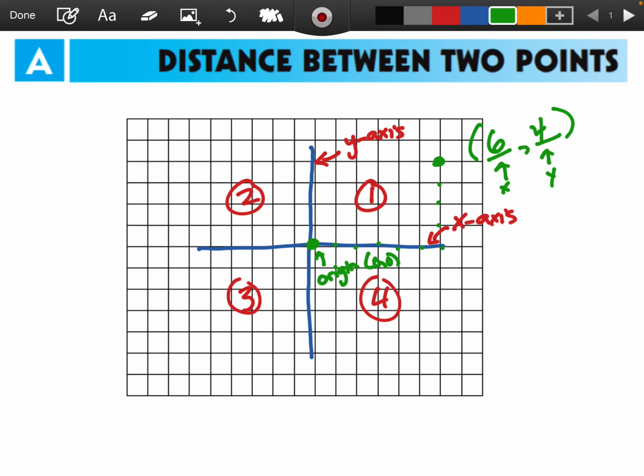So again, x and y axes act like number lines. If we're moving to the right on the x-axis, we're going to be positive. If we're moving to the left, we're going to be negative. On the y, if we're moving up, we're going to be positive. And if we're moving down, we're going to be negative. Okay, so that should all be review for you, hopefully.